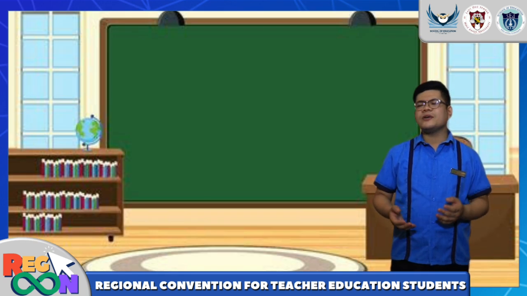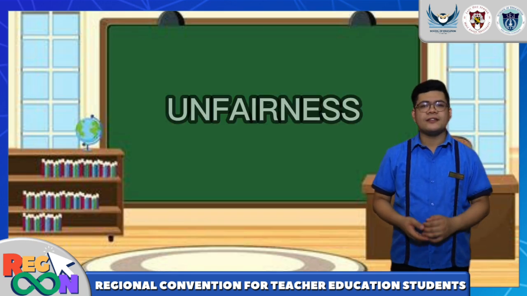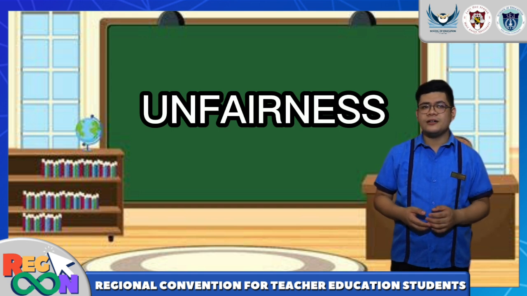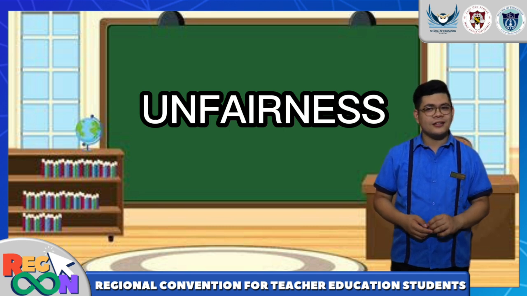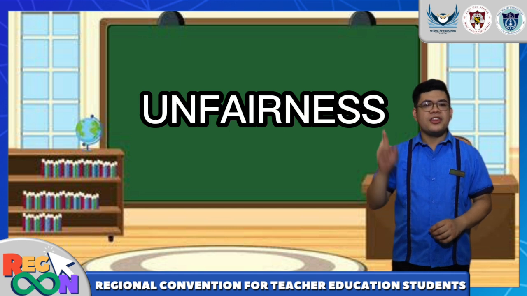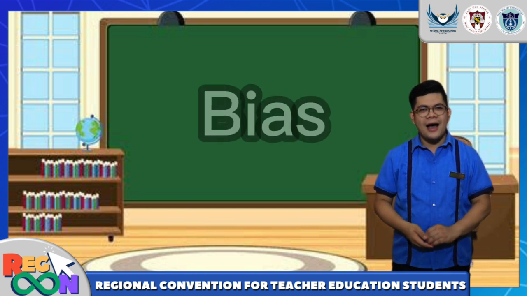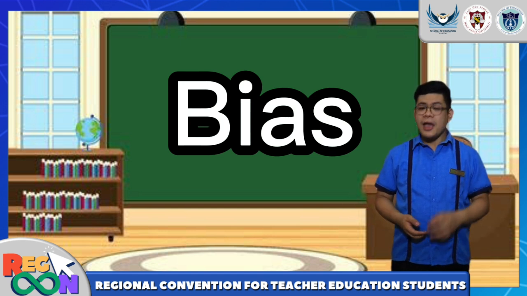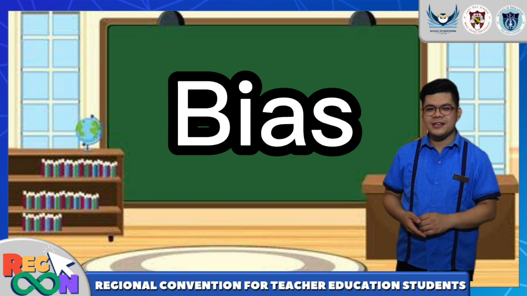Class, as you can see, an unfairness happened in the story. It all started when the father and his son always take the side of the people that surround them, without being sensitive of their own feelings. This is what we call bias. So what does bias mean? Mary Ann, please read the definition.